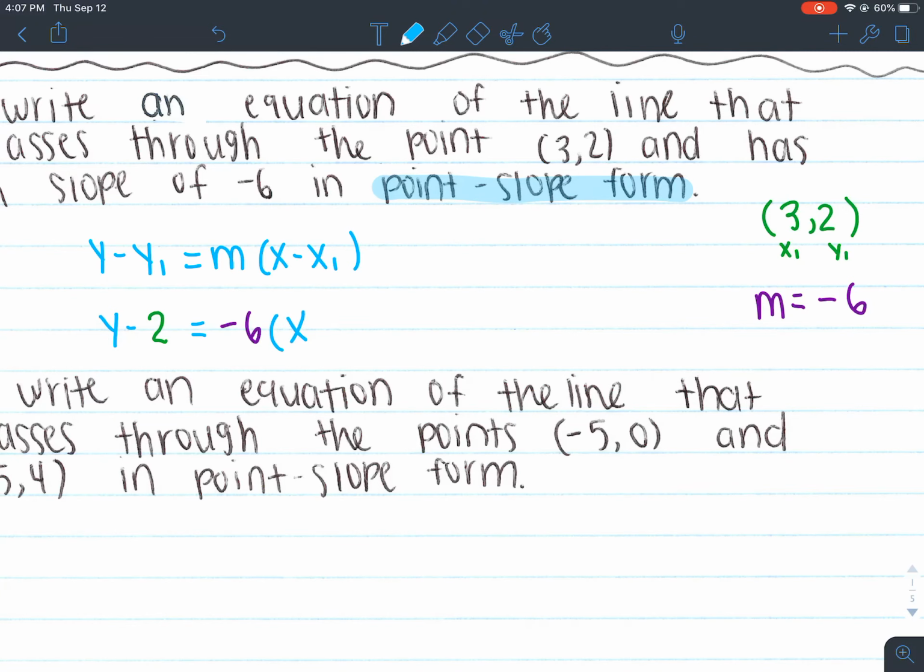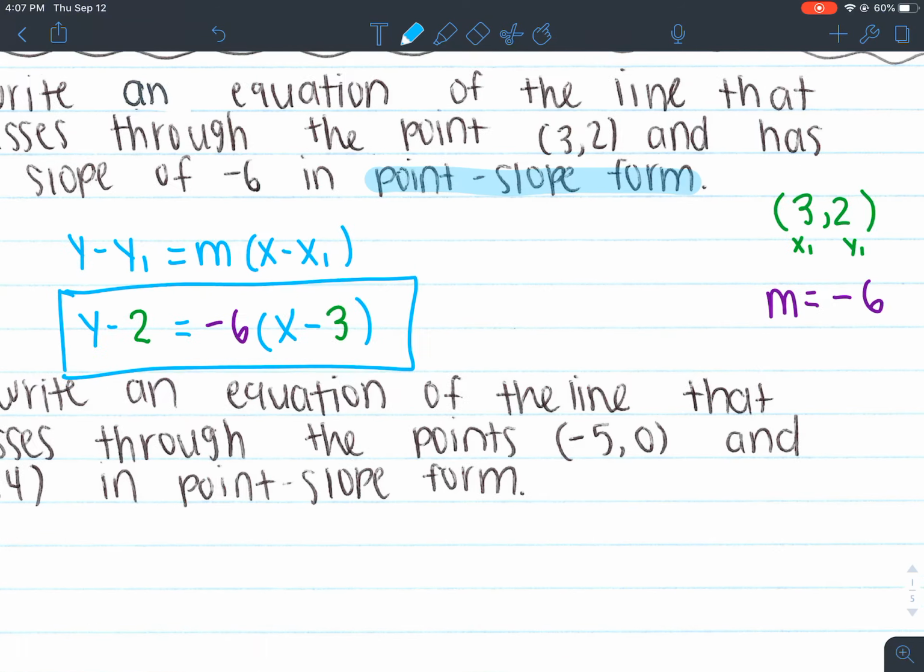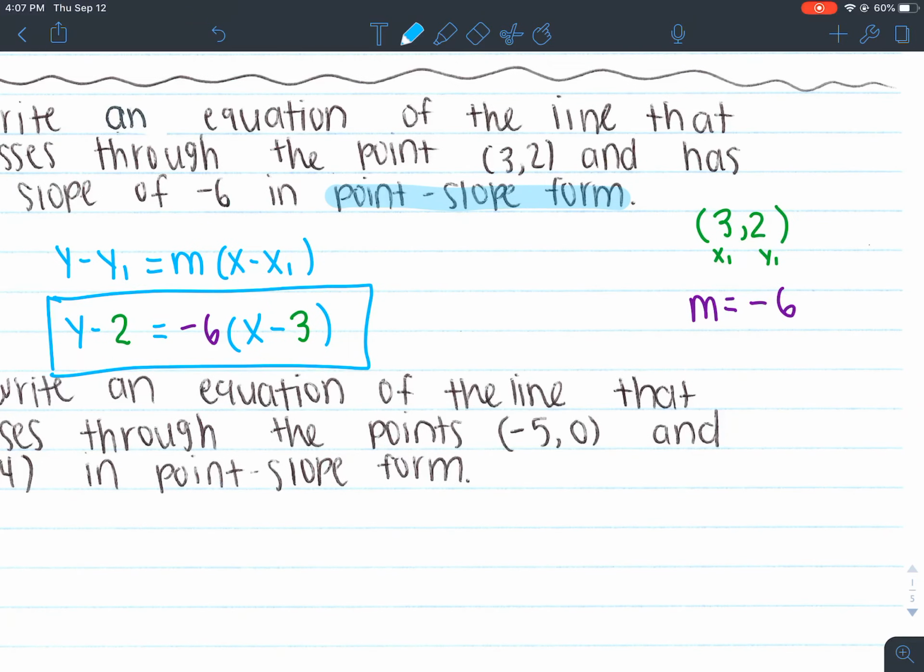And then I have x minus x1, which is 3. I know I'm switching colors a lot, but I'm trying to keep it consistent to what I'm plugging in. So this is my point-slope form. I have the slope, I have a point, and I plug it into the form. And that's literally it. Now there's one more thing I want to mention before we move on. Notice that when I plug in those numbers, the signs kind of change. So look, here I now have -3, but when I started I had a +3. Here I have a -2, and when I started I had a +2.